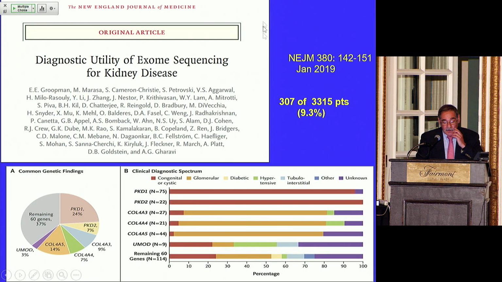Okay, good. So this is taken from the New England Journal in January. But again, the data's been pretty clear for a while. This is a Columbia study where we looked at over 3,000 patients. Many of these came from the glomerular center. When you looked at the patients, almost 10% had a genetic disease that we were not clearly aware of. And one of the biggest ones here was collagen 4 defects, thin basement membrane or Alport's variants. So very common.